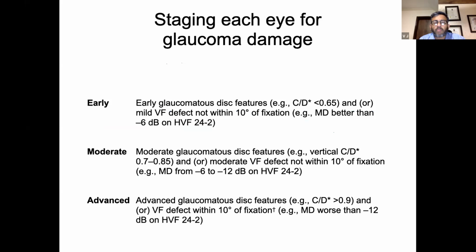Early glaucomatous damage would mean that the mean deviation is lesser than 6 decibels, on a rough basis. Moderate would be between 6 to 12, and advanced would be more than 12 decibels on mean deviation. You should also look at the central points and see whether in the central 10 degrees there is something very close to fixation, then you would revise it upwards as given in these guidelines.